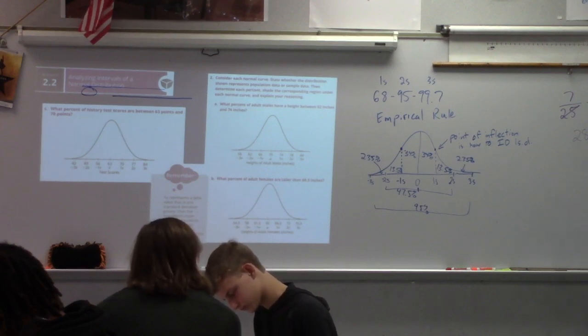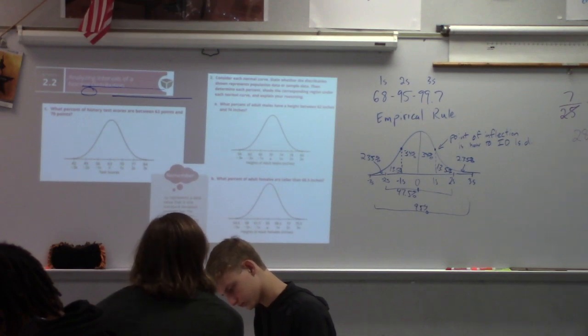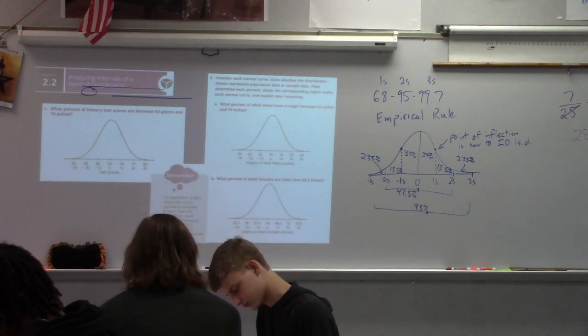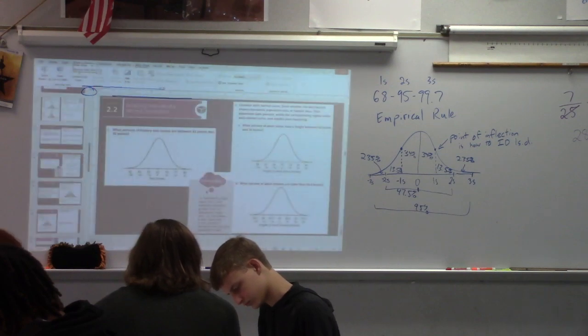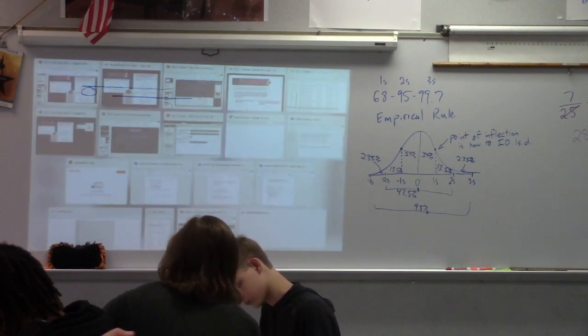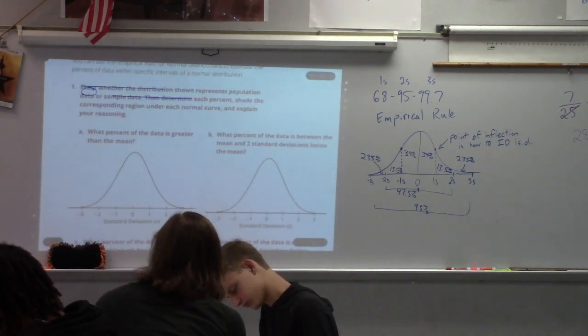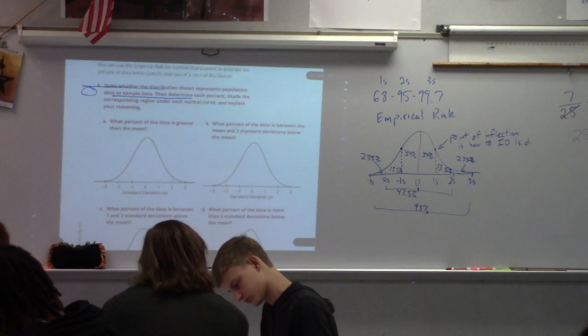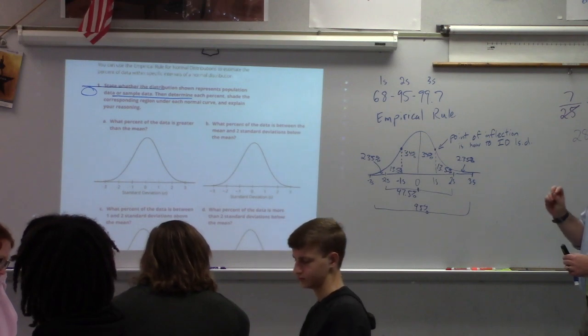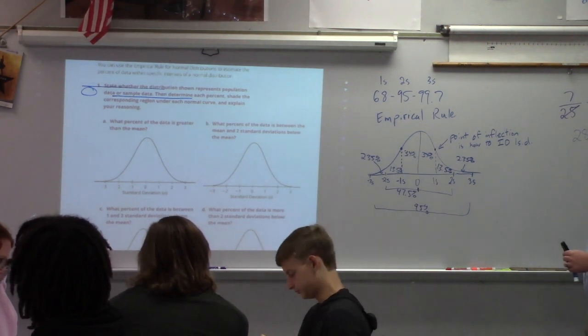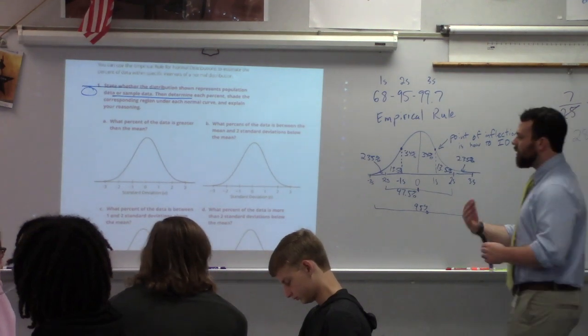Okay. So here we are on activity 2.2. Apparently I skipped number 1. So all we're doing right now with these 4 is, please pay attention, you're stating whether the distribution shown represents population data or sample data. Then determine each percent, shade the corresponding region under each normal curve, and explain your reasoning. So let's do one of these together.